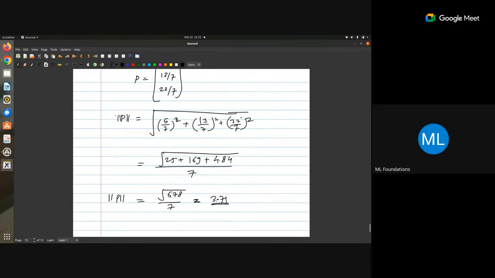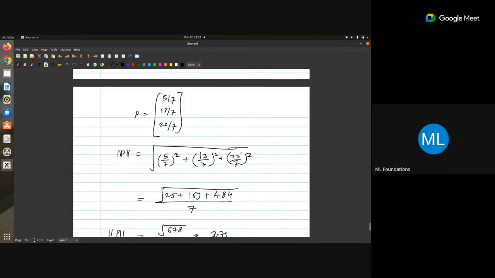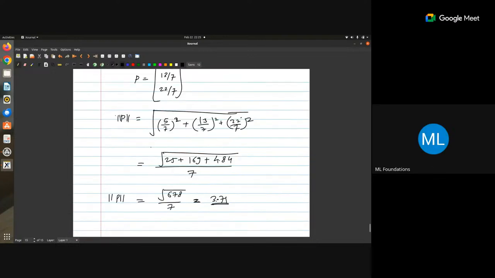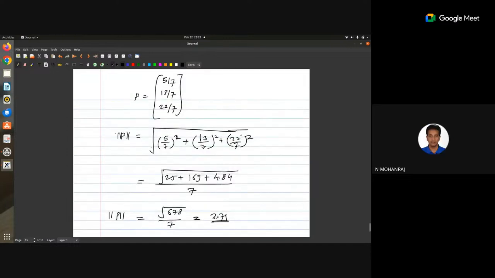3.7. Okay. Understand who asked me this question? I don't know the name, but do you understand the procedure? You got this vector. Normally, how do you find the length of a vector is the same thing you have to do here. Because when you get the projection, it is a vector, and you just have to find the length of the vector.